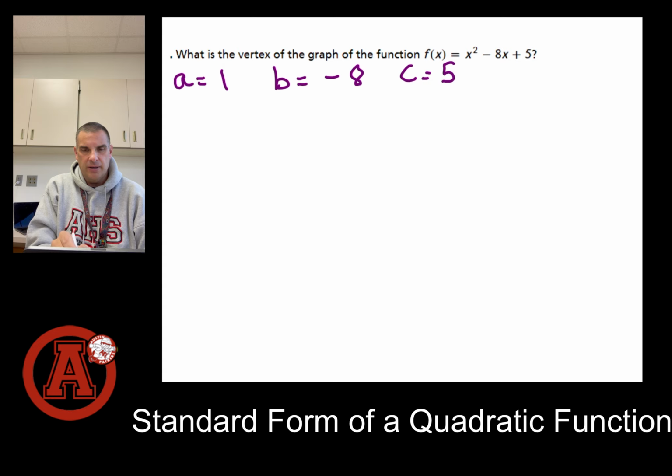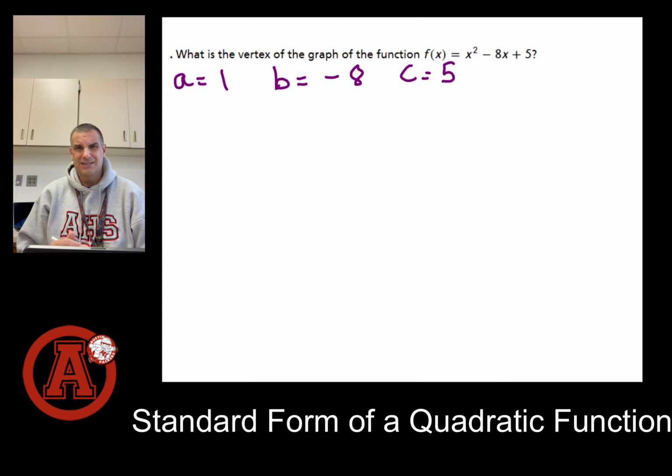I know probably what's going through your head right now. Why do we have to list the c value? It's not going to help us. It's going to in a minute. Not necessarily to find the vertex, but it's going to help us graph it and define the key features. So we're always going to list the a, b, and c.